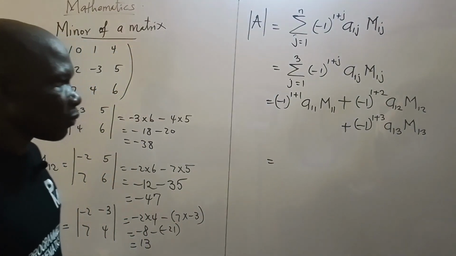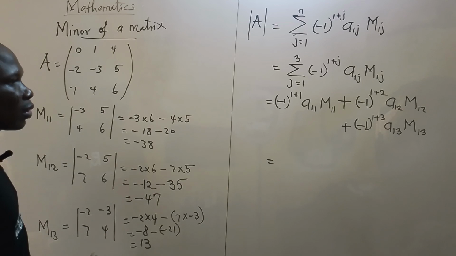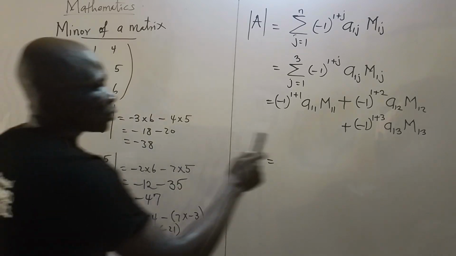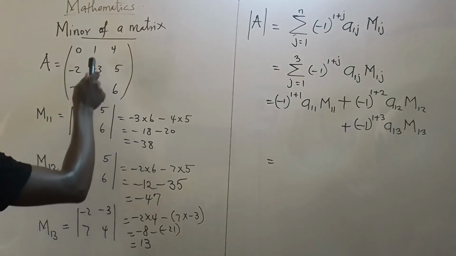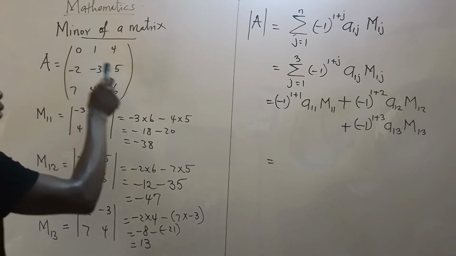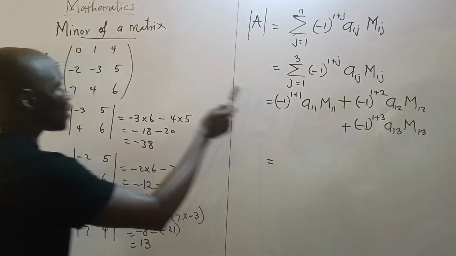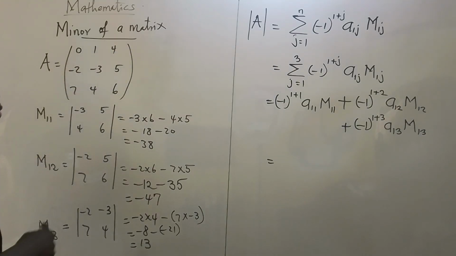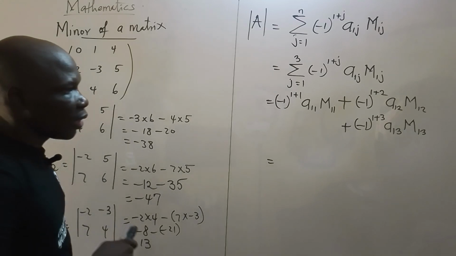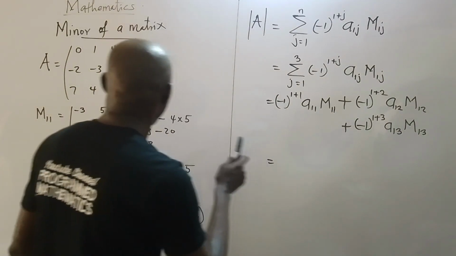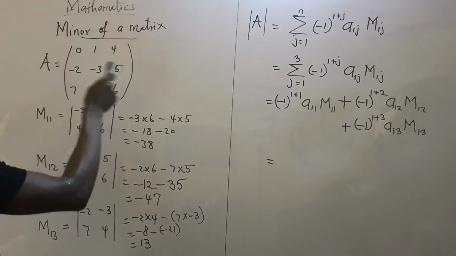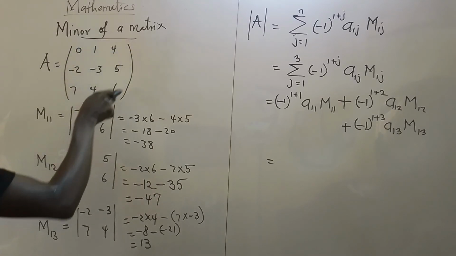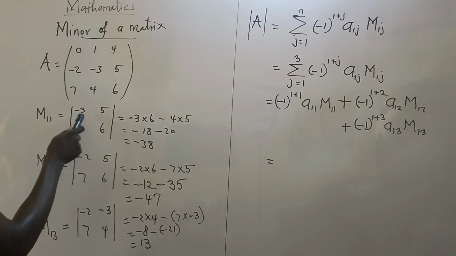So what then are we saying here? Let's come back to this place here. A11 is the first element on the first row, first column. That is 0. Then A12 is the element on the first row, second column. That is 1. Then A13 is the element on the first row, third column, which is 4. So I'm taking the first row elements to calculate the determinant here. And of course, M11 here means the minor of the element corresponding to the first row, first column. So find the minor of this. This one here has been calculated here as well.